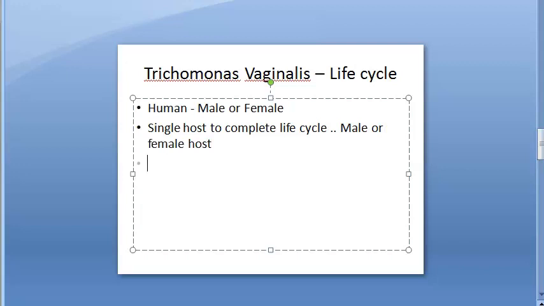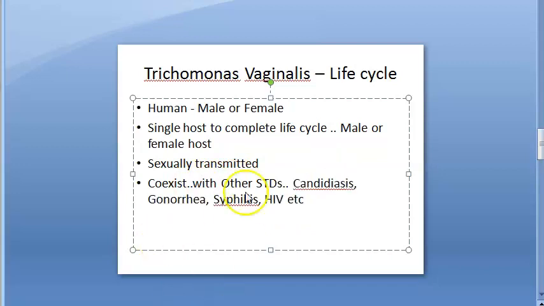Then the mode of transmission. The trophozoite cannot survive outside, so infection has to be transmitted directly from person to person. Sexual transmission is the usual mode of infection. So these people can have other sexually transmitted diseases; it can coexist with candidiasis, gonorrhea, syphilis, HIV, etc.